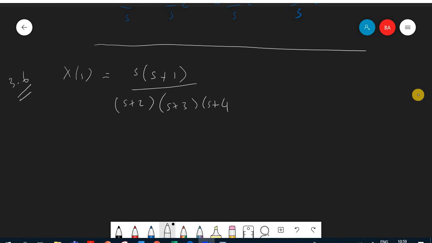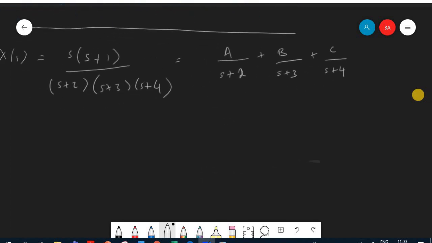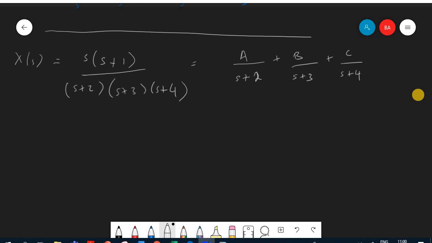The laptop is getting a little slow here. It may need a restart. So s plus 2 into s plus 3 into s plus 4. What should I do here? If you can remember, it is a over s plus 2, plus b over s plus 3, plus c over s plus 4. Looking at it, it looks great actually.